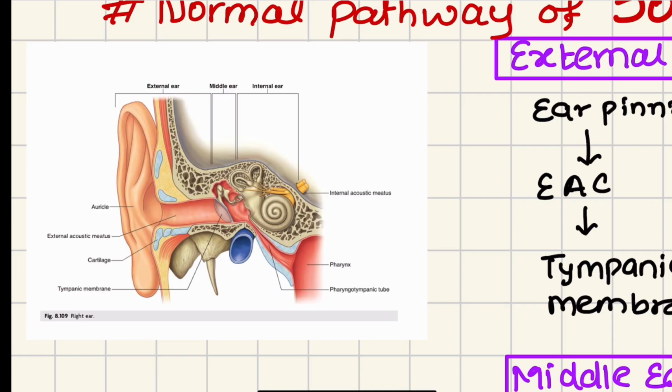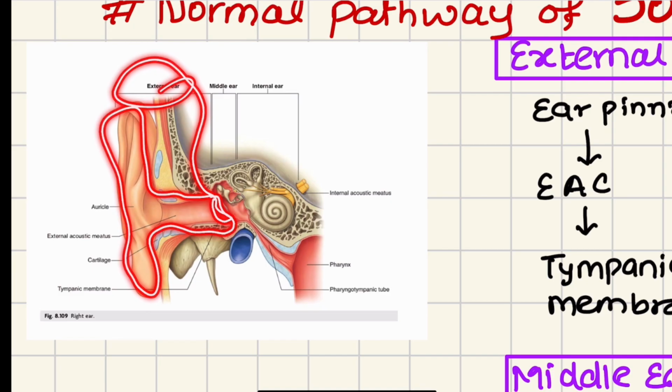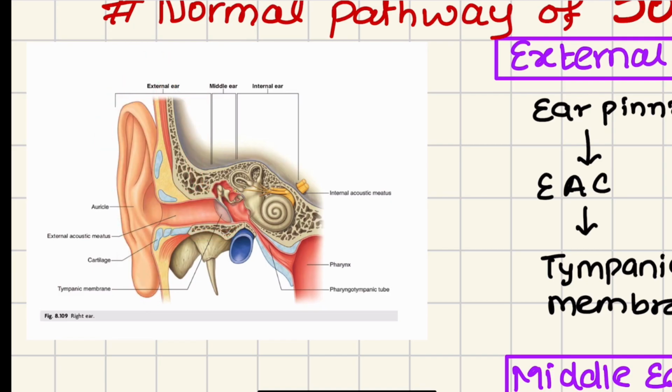Let's crack this. Suppose sound is being produced in the air. First it will reach the ear pinna, then the external auditory canal, then the tympanic membrane. Up to the tympanic membrane, it is the external ear. Then the sound goes to the middle ear, the malleus, incus, stapes, footplate of the stapes. So this is the middle ear. Then it goes to the inner ear, in the cochlea, where there is the organ of Corti, which will receive the sound.